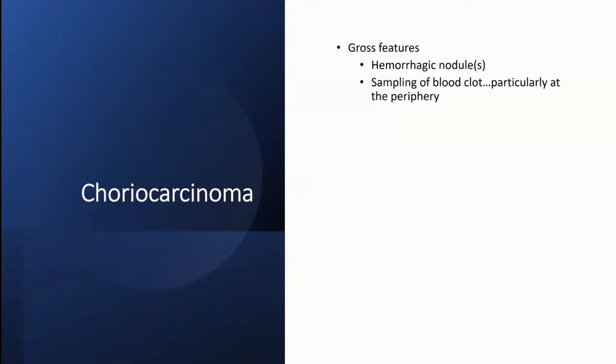What are we looking for? Well, this is a relatively straightforward thing that I'm sure you've studied many times in the past, but just to refresh your memories, the gross things that we're all hunting for are hemorrhagic nodules. And the reason I point this out is that we want to consider the possibility of these proliferations being in the blood clot, and that we should sample that, particularly at the periphery. Ordinarily, blood clot is something we overlook pretty quickly.